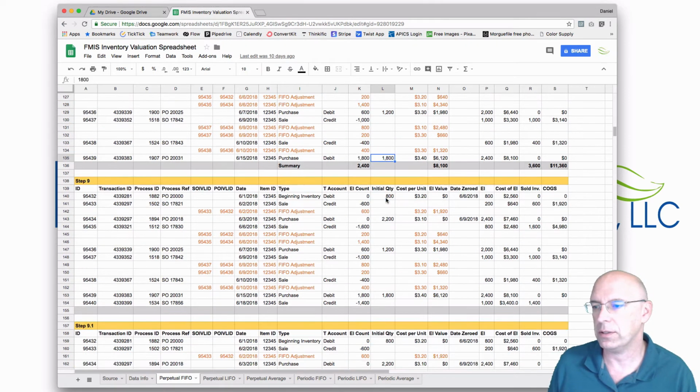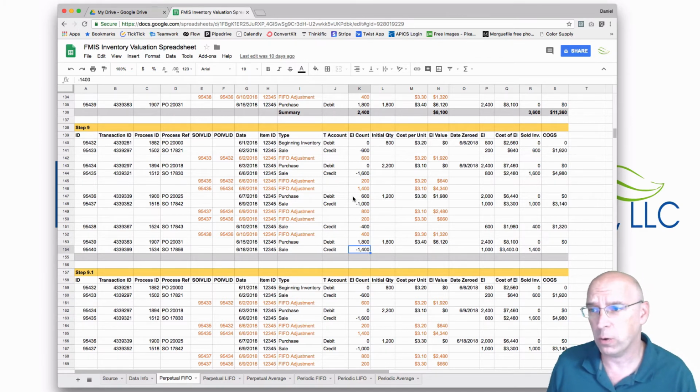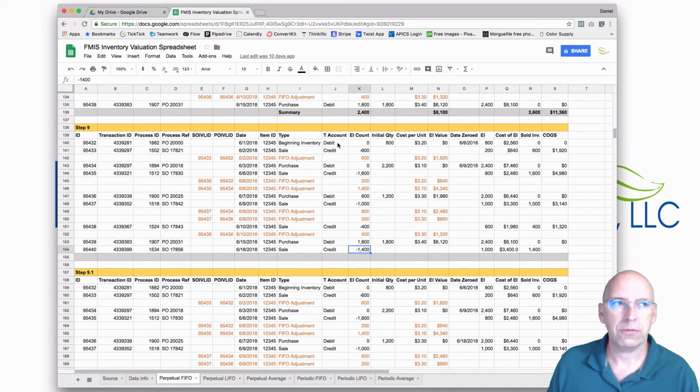Next thing we do is we bring in another 1,800 units. That's a debit on the T account. Then we'll sell 1,400 units. Again, first in, first out. We're going to go all the way up and find all of our debits and find out where we have quantities from which we can pull.